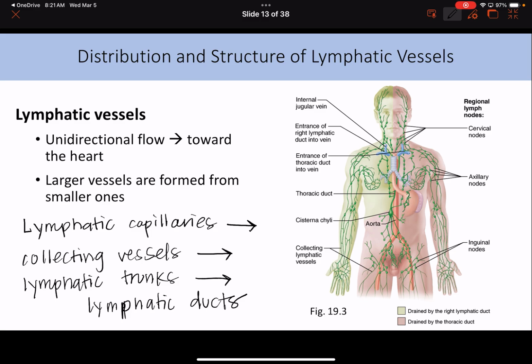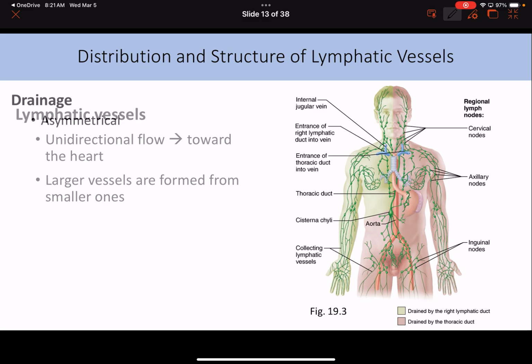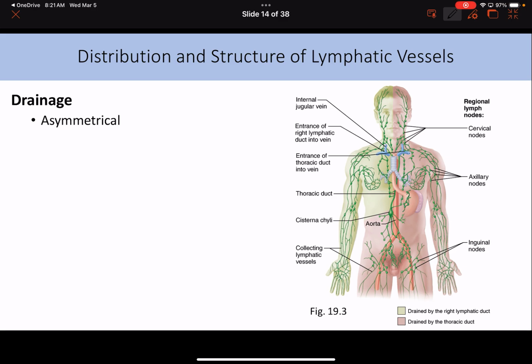Now, the more complicated part of this is how they're drained, because the drainage of our lymphatic fluid is asymmetrical. So it's not drained evenly on either side. Don't know why our bodies are like this. So you see how there's a green section in the top right-hand corner of his body, and then the rest is skin colored. That's how the drainage goes.